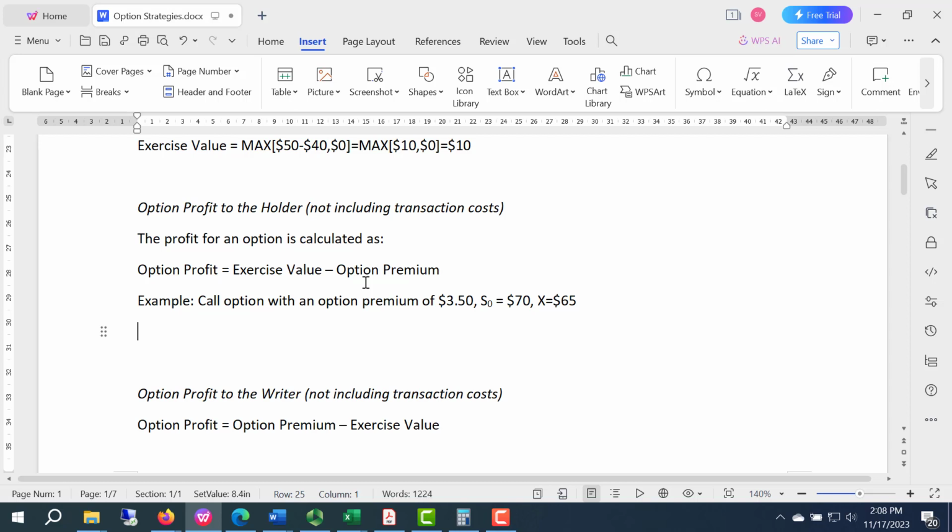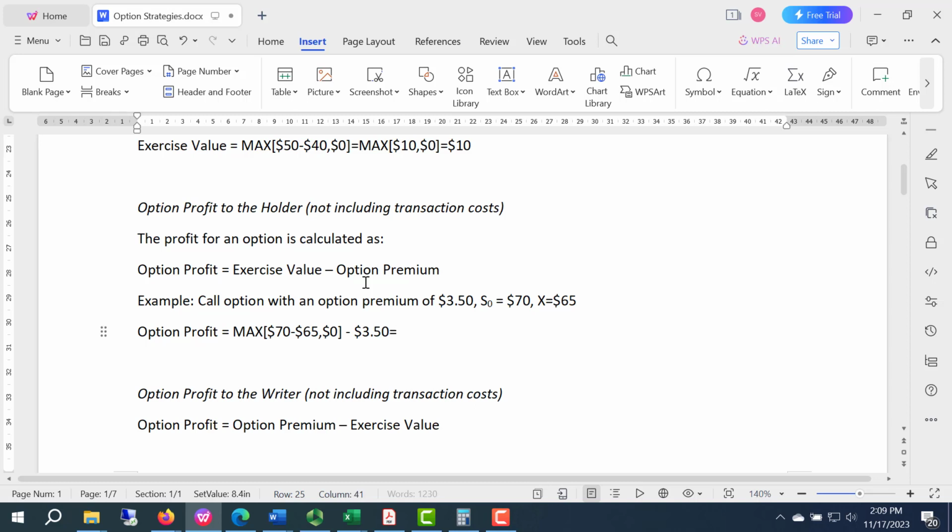So our option profit is going to be equal to the exercise value, which is the maximum of the stock price, so it's the $70 minus the $65, or 0, minus how much we paid for that option, which was $3.50.